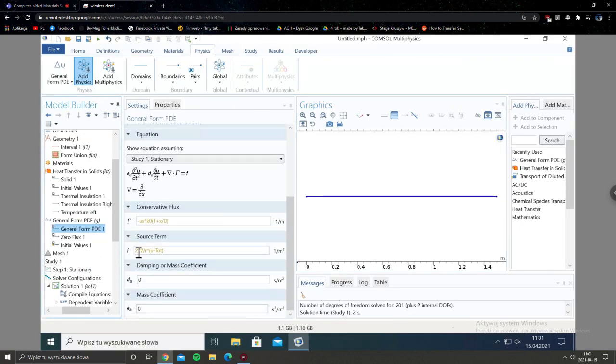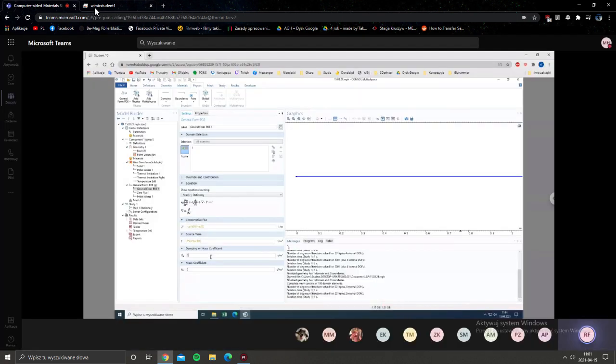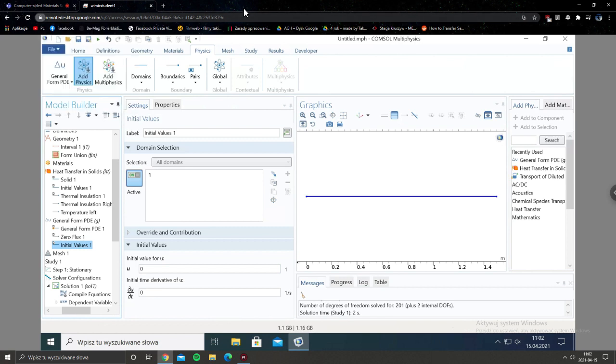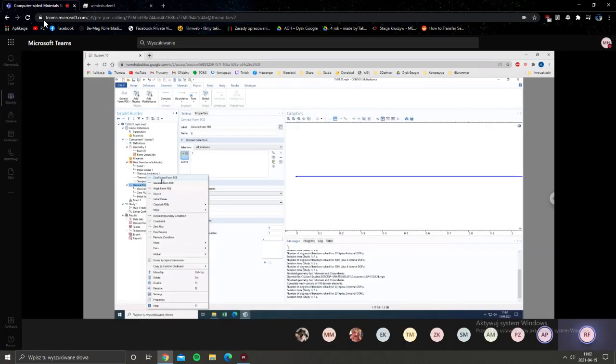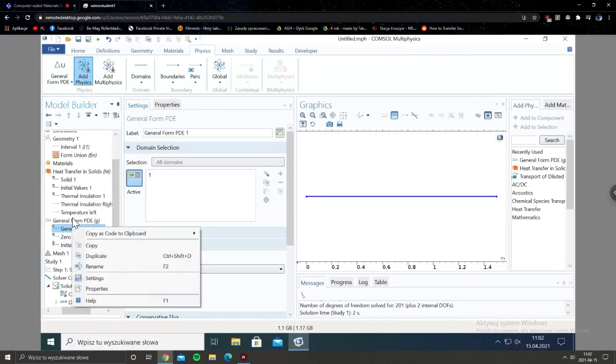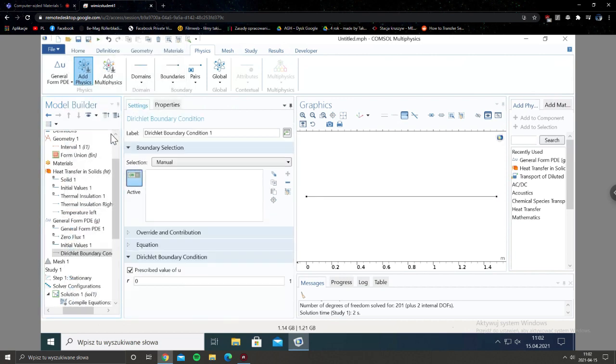All right. So what is the next step? The next step is initial values. Click to initial values, and the value of U should be TOT, okay? TOT, all right. Next, add Dirichlet boundary condition. All right, and call it left.